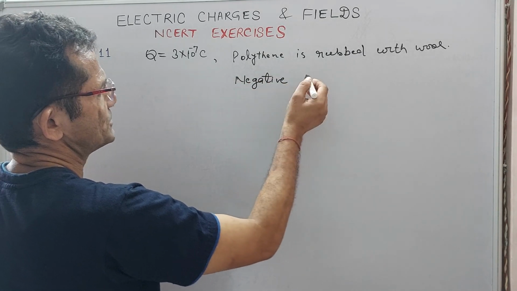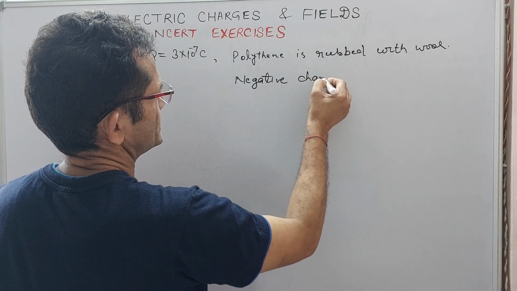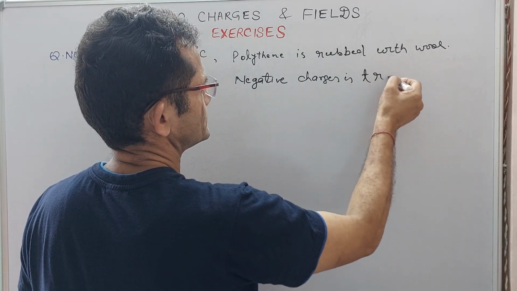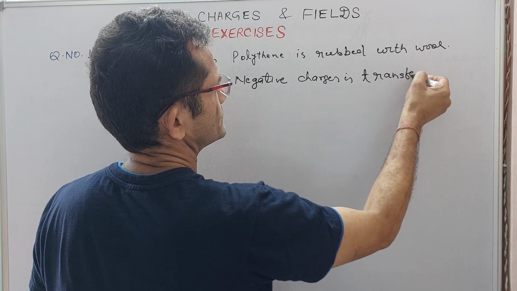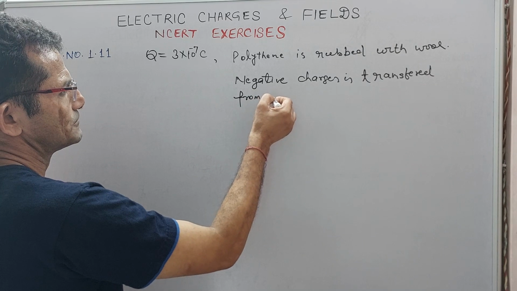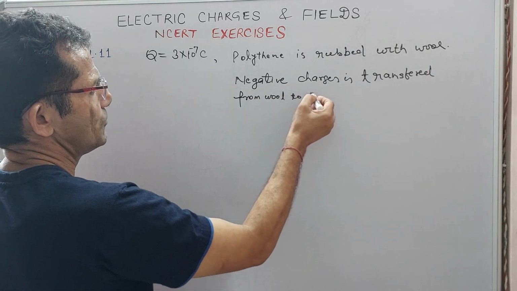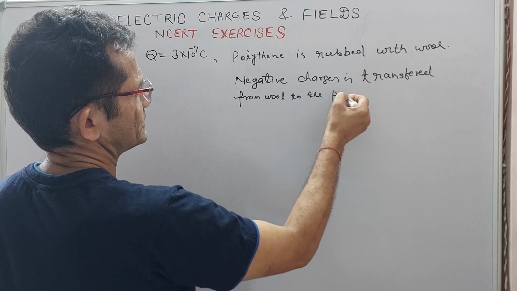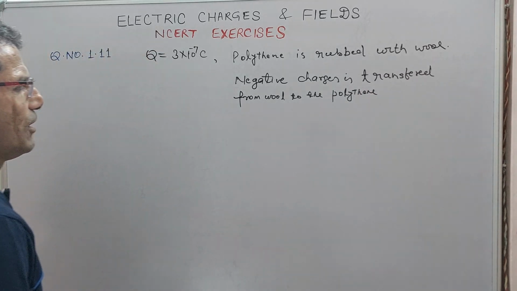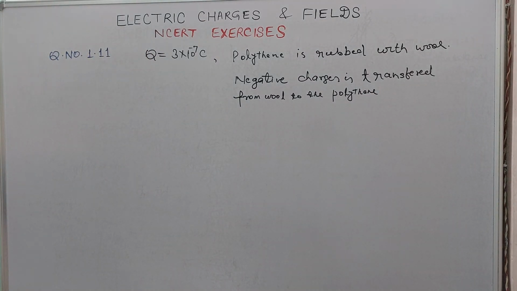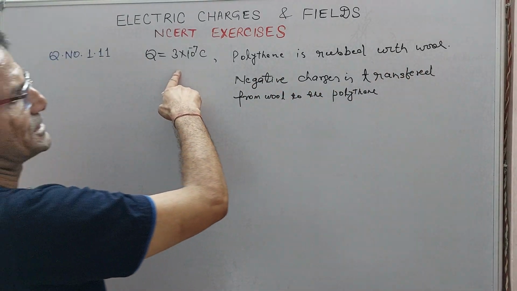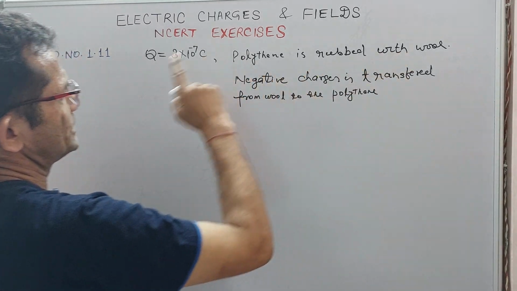Negative charge means electrons. Negative charge is transferred from wool to the polythene. So the next question is how much negative charge transfers from wool to the polythene. This is the charge which is transferred from wool to the polythene.